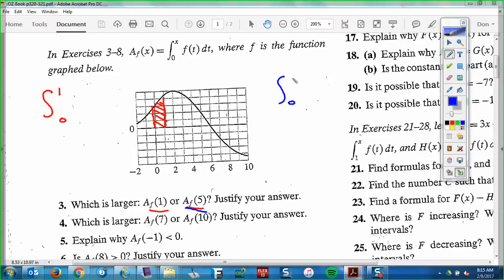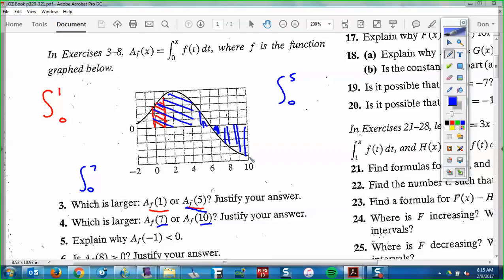That's the area from 0 to 5. Well, like you said, it covers more ground. That's the blue area. Clearly, A of 5 is bigger than A of 1. Okay? All right. What about this one? A of 7 or A of 10? The area from 0 to 7 is all this area plus a little bit of negative, right? What's A of 10? A of 10 picks up more negative area, so its area is actually less than A of 7.